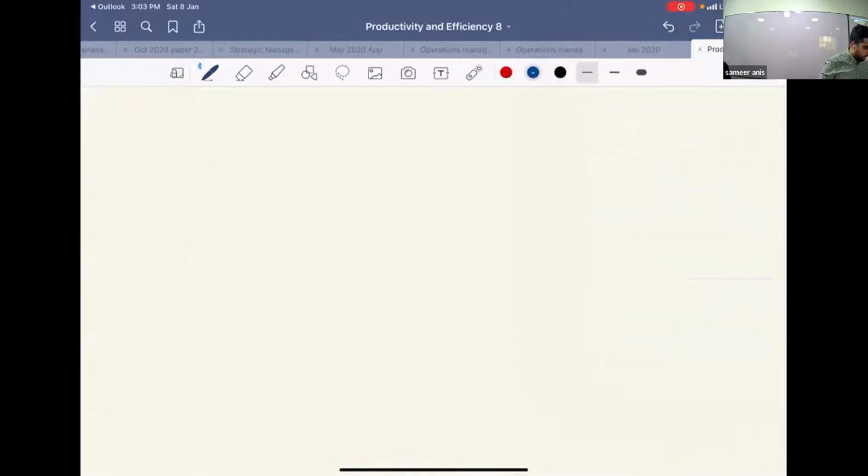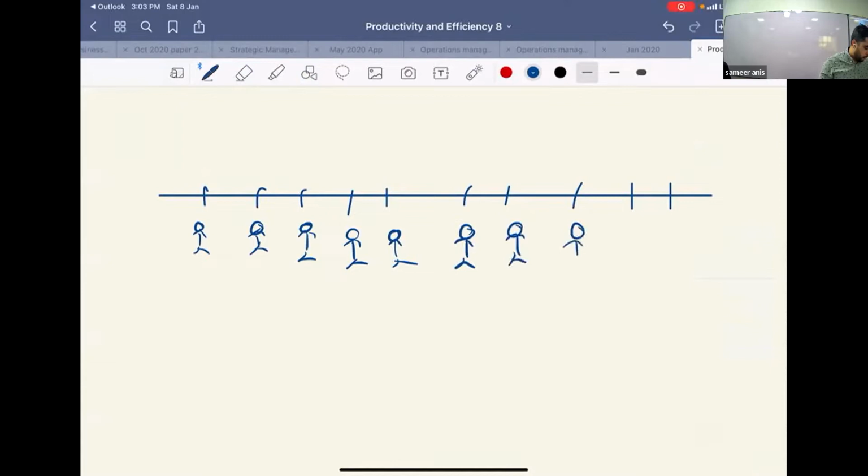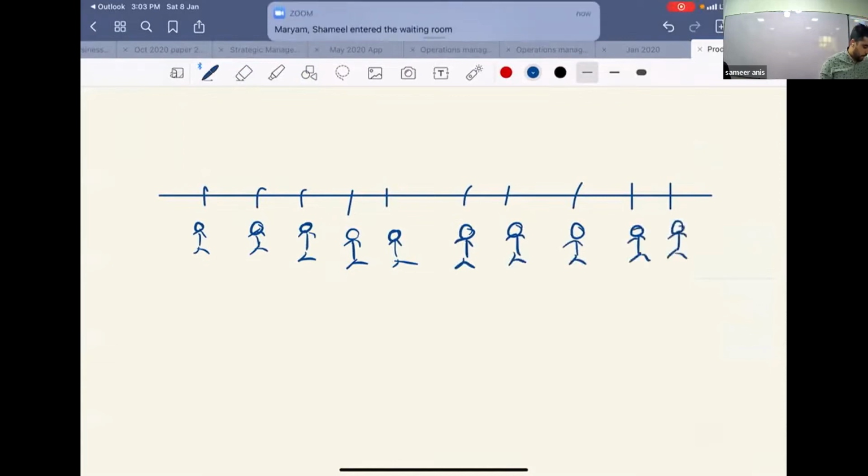Now listen to me carefully. The traditional production system was like a straight line, where workers would work in a line. One worker finishes his work, passes to the next worker, who finishes his work and passes to the next. This was a traditional production line, but it is so flawed. Why? Because there is no accountability, there is no responsibility, and quality issues can take place.